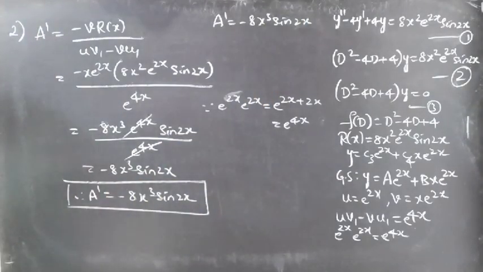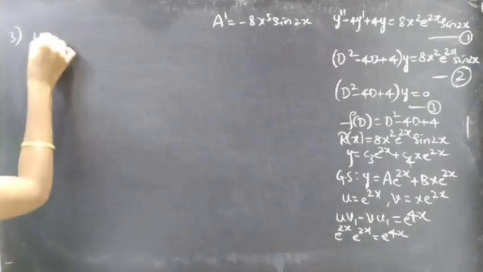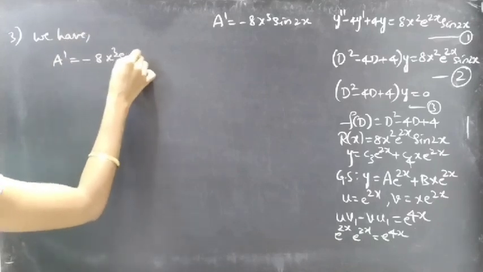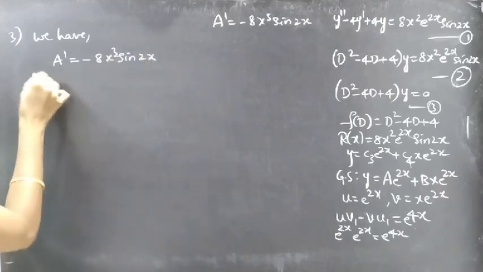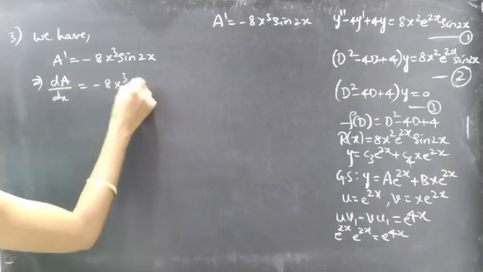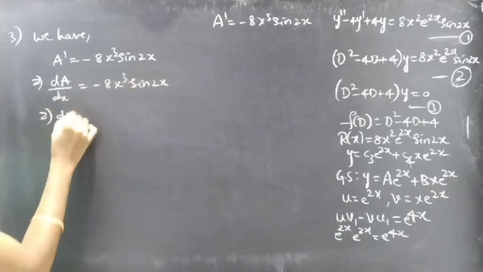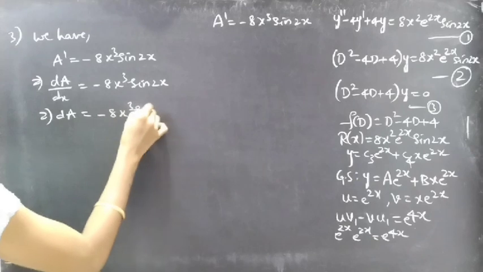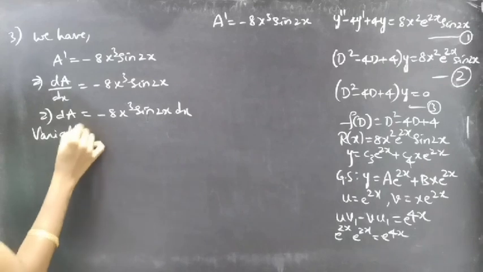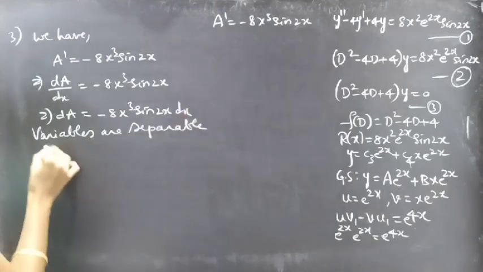Let's now find a using a dash. We have a dash equal to minus 8x cubed sine 2x. A dash is nothing but derivative of a with respect to x equal to minus 8x cubed sine 2x. Now let's separate the variables by taking the differential dx to RHS, then we'll get dA equal to minus 8x cubed sine 2x dx. So here the variables are separable, right? Now let's perform integration.